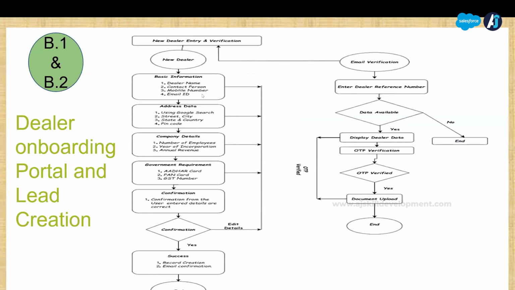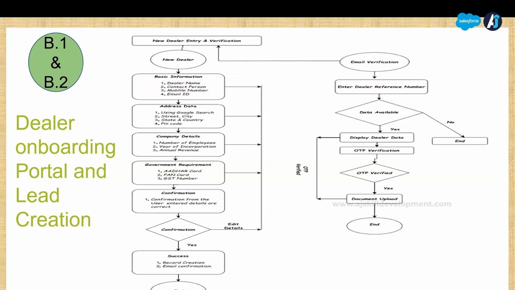Right. Thank you, Sunna. I was assigned the user story to create a dealer onboarding portal for lead creation. This is my flow. It consists of two parts, one for a new dealer and one for an existing dealer. For a new dealer, we require basic information, address, company details, government requirements, and confirmation from the user that the entered details are correct. Once confirmed, the system will send an email with an OTP generated for email verification.